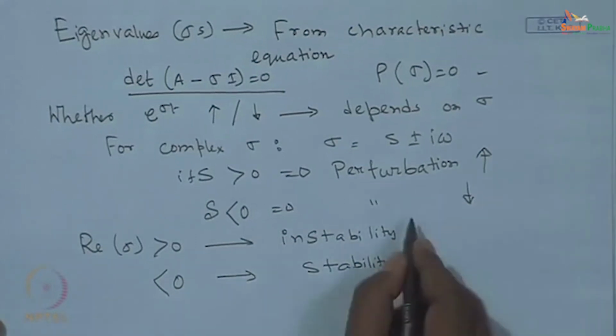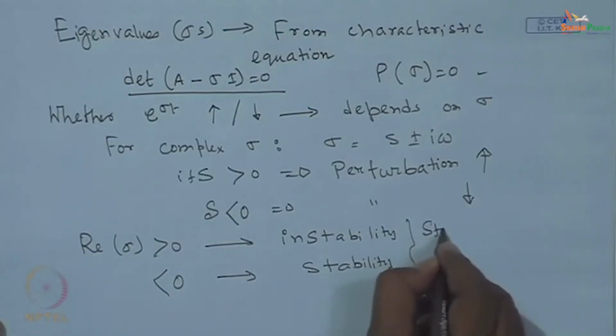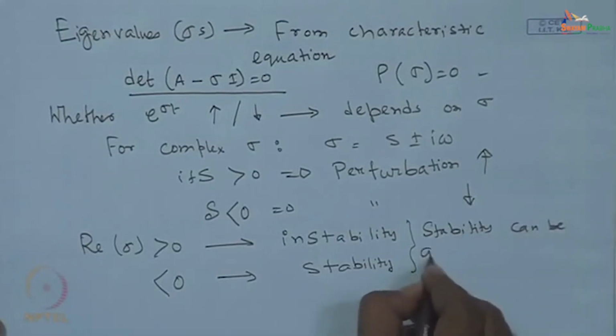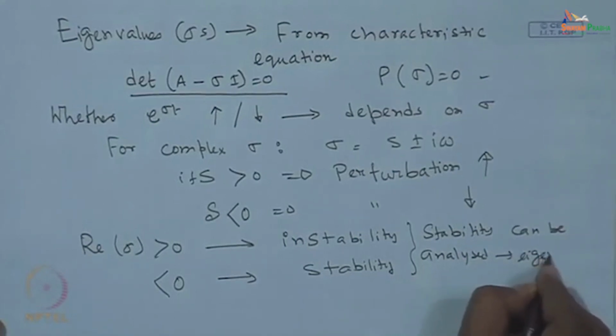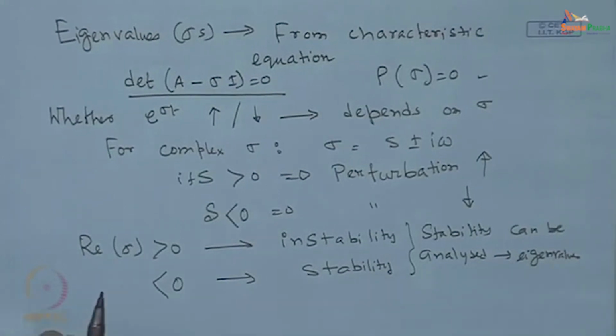Therefore, stability can be analyzed by evaluating the eigenvalues. Let us see how the nature of the eigenvalues will dictate whether the disturbance, the perturbation from the steady state, will grow in time, decay in time, or not. Now, let us see how the eigenvalues are evaluated in this particular case.